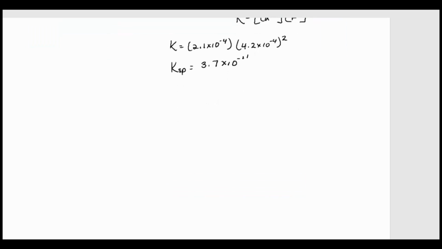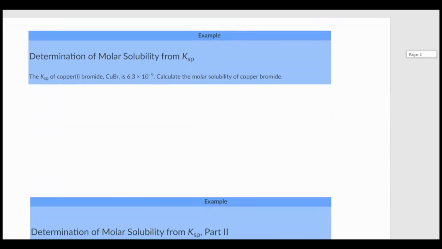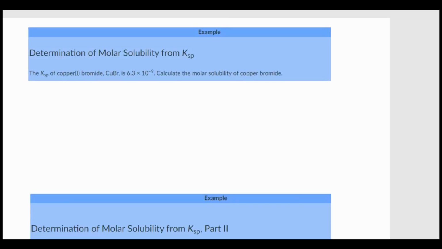Now we can also calculate concentrations when we're given the solubility product, and that's called the molar solubility. So here we have this copper bromide. Now that's going to dissolve a little bit, and it's copper 1. So we're going to have copper 1 plus and bromide minus 1. So the solubility is going to be K equals the concentration of the copper ion times the bromide ion. Now we're told that the KSP is equal to this number.